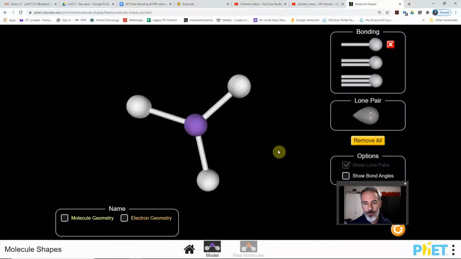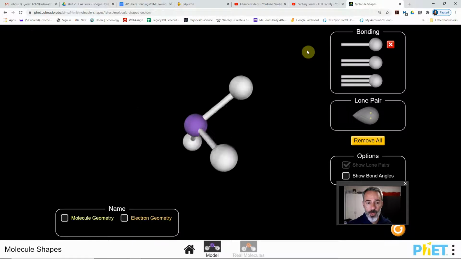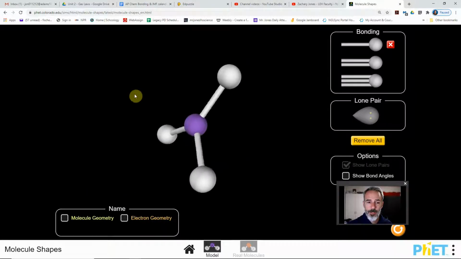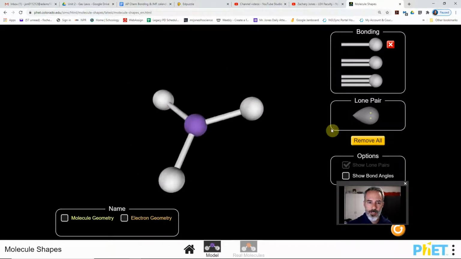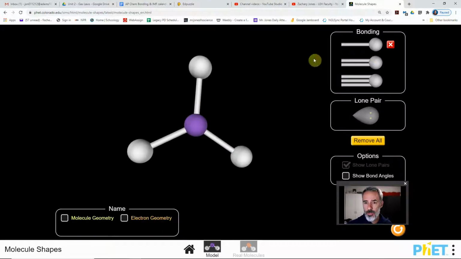Hey, while we're here and we're using this simulation, VSEPR theory is talking about the repulsion of electrons. I like this. You grab this and try to pull it near it. See how they all try to repel away? Pretty cool, right? By the way, this is a PhET site. If you've never been there, you're welcome to go check it out. Yeah, so that one's trigonal planar.